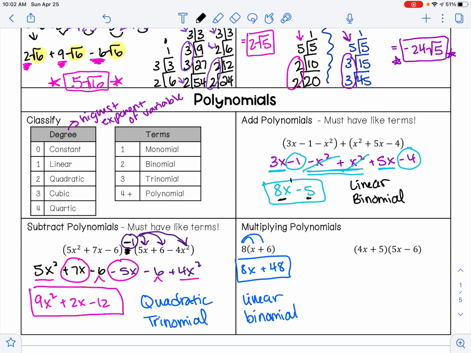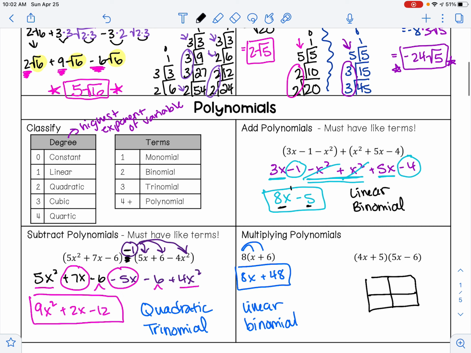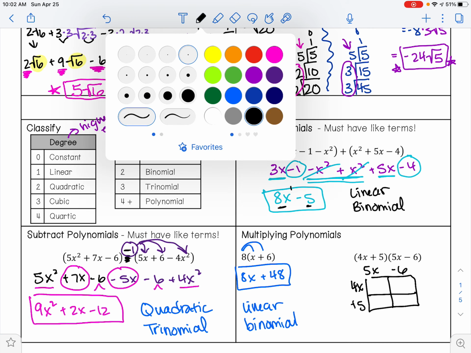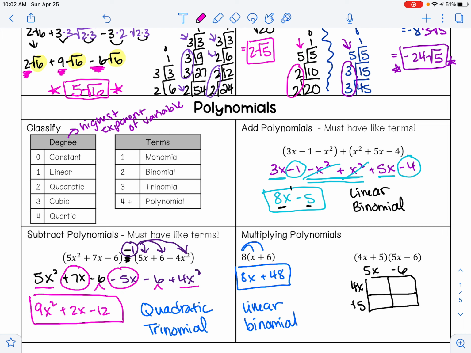And for this last example, I have a binomial being multiplied by a binomial. So 2 terms being multiplied by 2 terms. We learned to multiply binomials by using the area model. So I'm going to take one binomial and write it down the side, and I'm going to take the other binomial and write it across the top. Next, I'm going to multiply each square together. So 4x times 5x is 20x squared. 4x times -6 is -24x. 5 times 5x is 25x. And 5 times -6 is -30. So I have 20x squared minus 24x plus 25x minus 30.